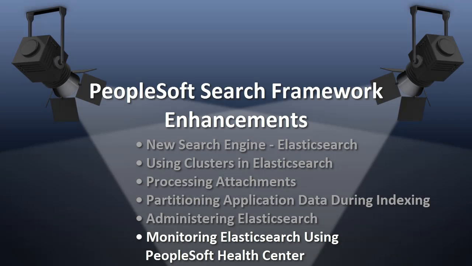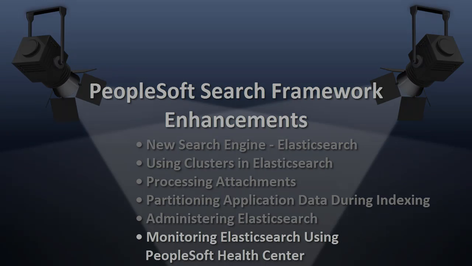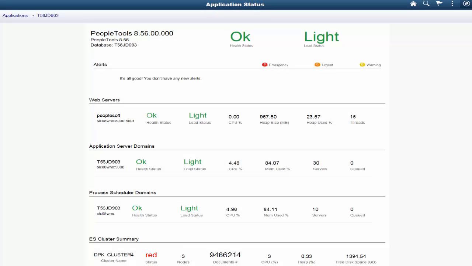Monitoring Elasticsearch using PeopleSoft Health Center. The PeopleSoft Health Center is the monitoring framework that provides monitoring and performance data of the domains within a PeopleSoft implementation, including the Elasticsearch cluster. The monitoring and diagnostic dashboards for an Elasticsearch cluster enable users to understand the performance of the Elasticsearch cluster and the possible performance issues that may arise.